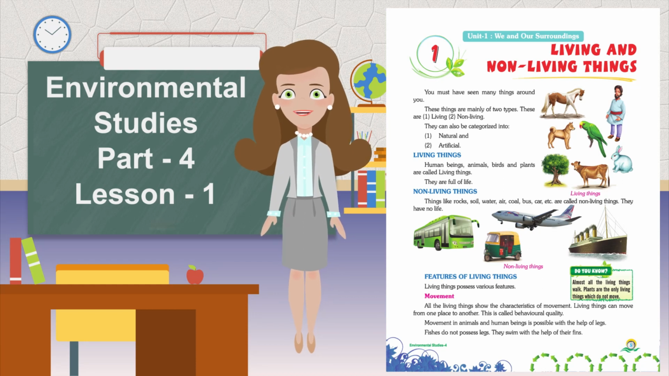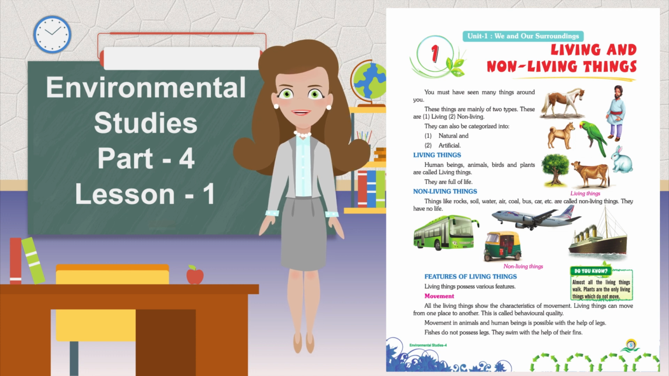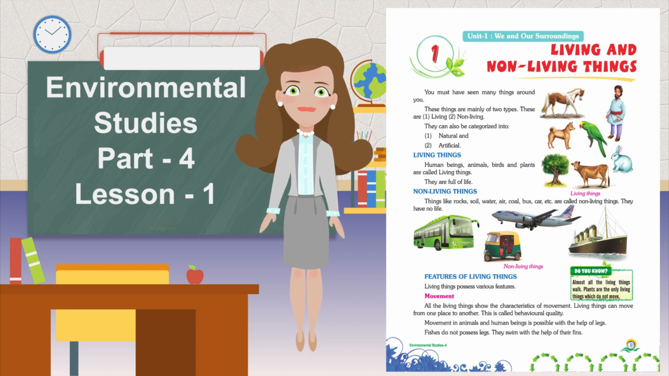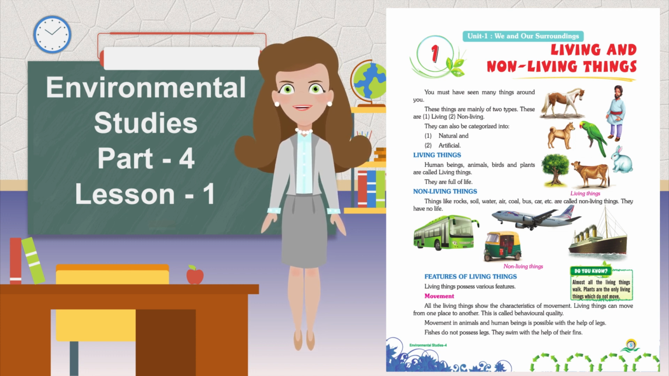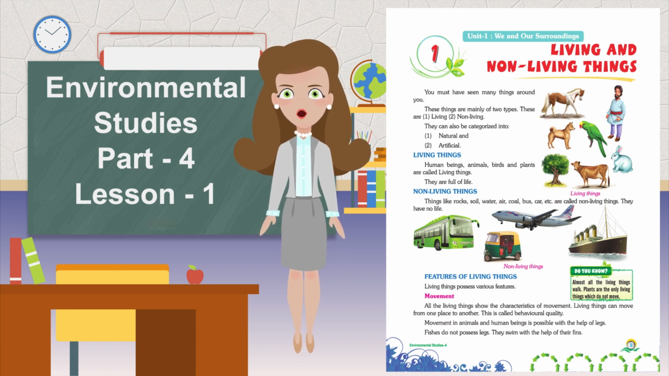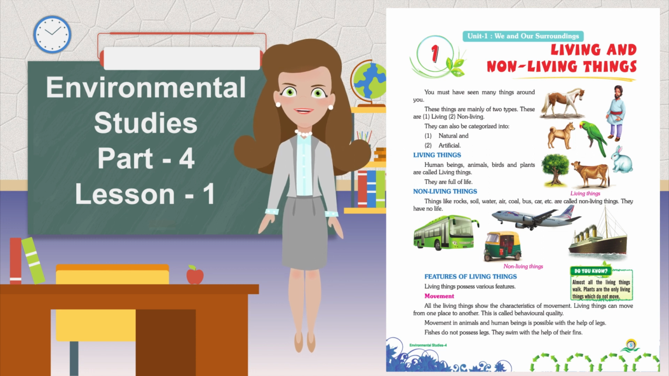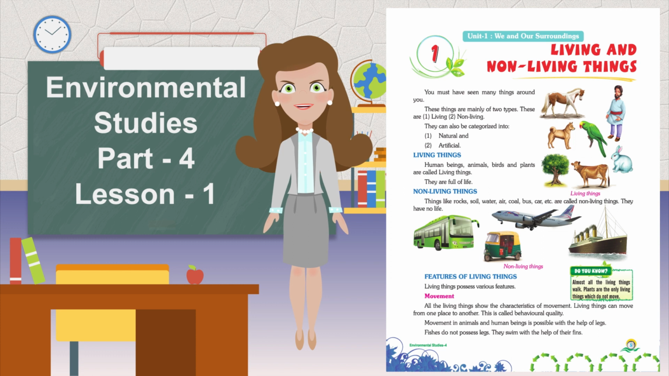Unit 1. We and our surroundings. Chapter number 1. Living and non-living things. You must have seen many things around you. These things are mainly of two types: living and non-living. They can also be categorized into natural and artificial.